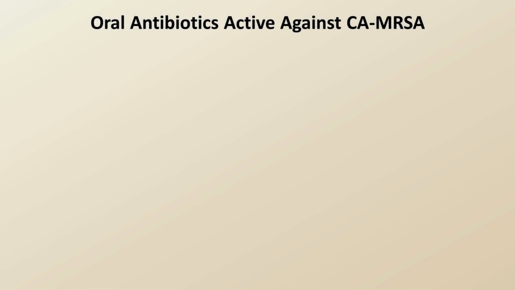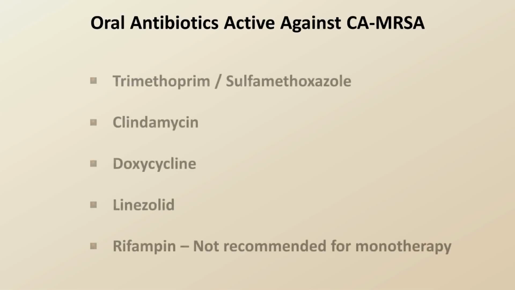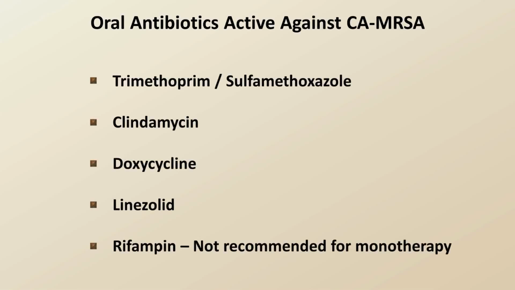Finally, to close the lecture, I'd like to just briefly mention that there is occasionally need to try and treat either confirmed or suspected MRSA infections with an oral agent. In this situation, it's important to distinguish between community-acquired MRSA, or CA-MRSA, versus hospital-acquired MRSA, as the latter is generally resistant to most oral agents aside from linezolid. Community-acquired MRSA, on the other hand, can occasionally be treated with trimethoprim-sulfamethoxazole, clindamycin, doxycycline, linezolid, and rifampin, the last of which is not generally recommended for monotherapy.